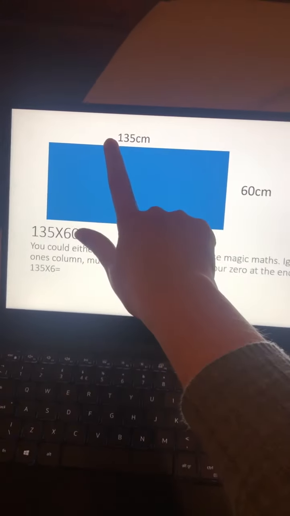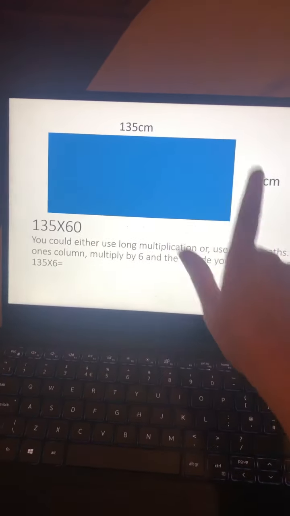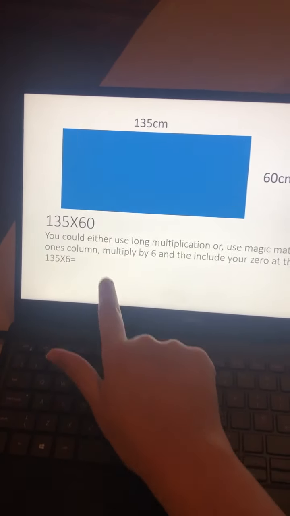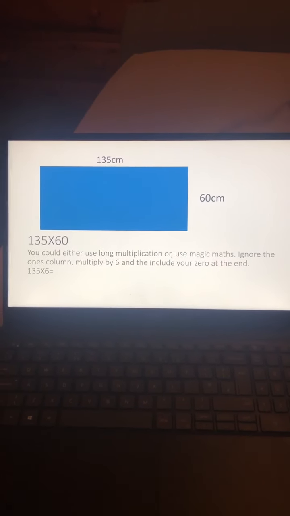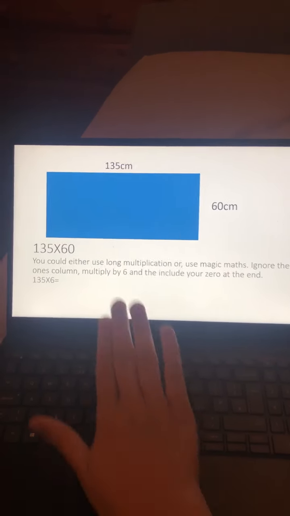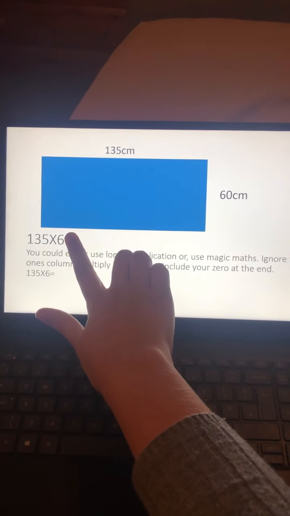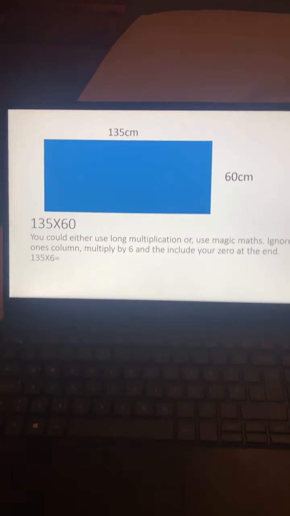So you should have worked out this rectangle: you need to times 135 by 60. Now you can either use long multiplication, or as I've said here, you can ignore the ones column. So cover that 0 up. Do 135 times by 6 using a short column multiplication, and then include your 0.